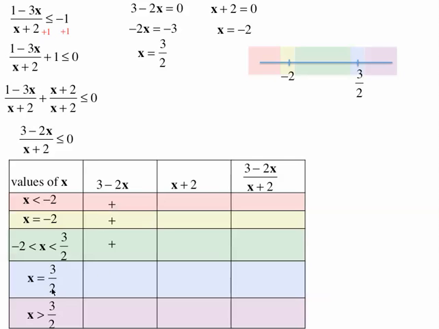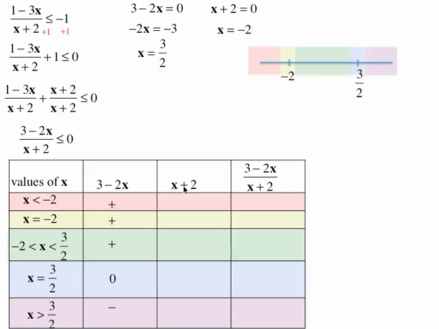What about when x is equal to 3 over 2? 2 times 3 over 2 is 3. 3 minus 3 is 0, so this becomes 0. What about when x is greater than 3 over 2? 3 over 2 is 1.5, so what about when x is positive 2? Negative 2 times 2 is negative 4, so 3 minus 4 is negative 1. So here it's going to be negative.